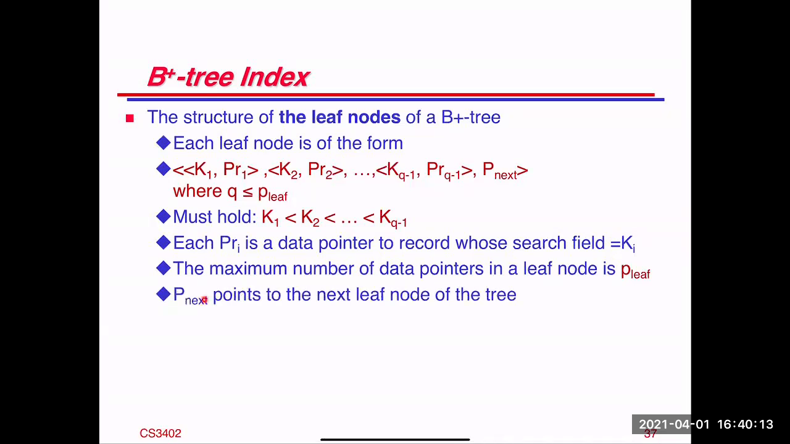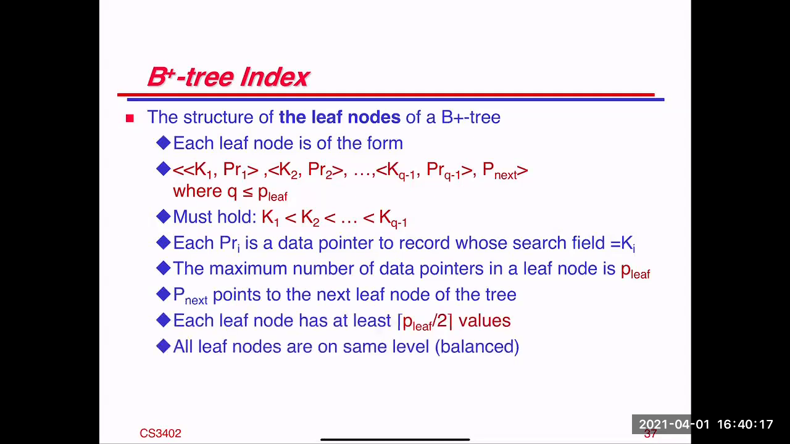And I also mentioned already what P next does, right? It just points to the next leaf node. And now, of course, we need to have this invariant that we have at least P leaf by 2 many such values in any leaf node. All right, and just keep in mind that the B plus tree is also balanced. All the leaf nodes are on the same level.